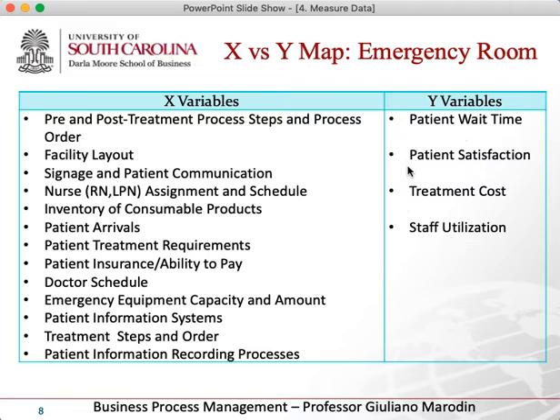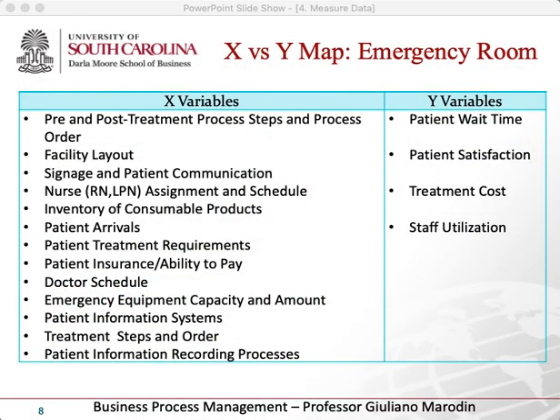So Y variables: patient time, patient satisfaction, treatment cost, staff utilization. This could be the Y variables of a project, right? And what impacts those things. So pre and post treatment, facility layout, setting edge for communication, nurse assignment schedule, patients' arrivals, doctor schedules, emergency patient treatments. All of this could impact those four, right? And what we're doing here in measure phase is still kind of finding out what they are and how important they are, right? So it's just a way of having some awareness of what impacts the Y variables.